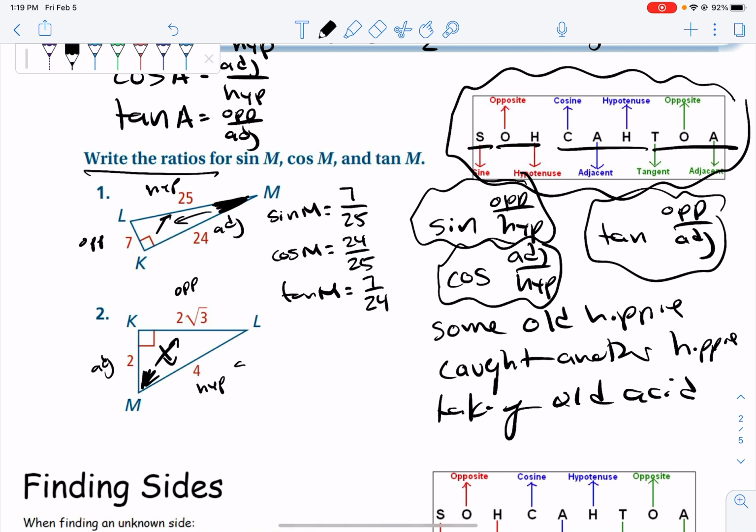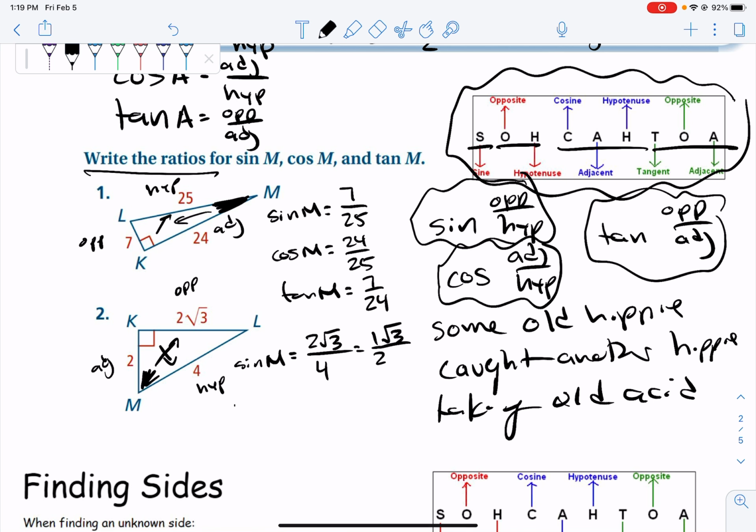So the sine of my angle M, I can't just put sine, I've got to put the angle it goes with. The sine of my angle M is equal to the opposite, so 2 root 3 divided by the hypotenuse, which is 4. And that simplifies. 2 over 4, that's just 1/2. So that becomes 1 root 3 over 2, which is just root 3 over 2.